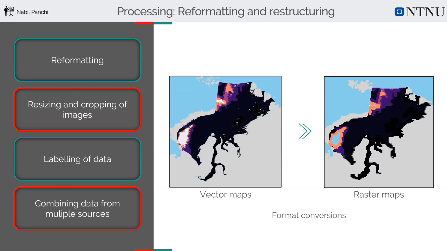Then labeling of data. It's very important because if you want to, let's say, train some neural network or any machine learning model, you need to label your data, right? Then combining data from multiple sources. So let's say you have some optical images, you have some data from satellite images. How do you combine them? You need to think about that as well.